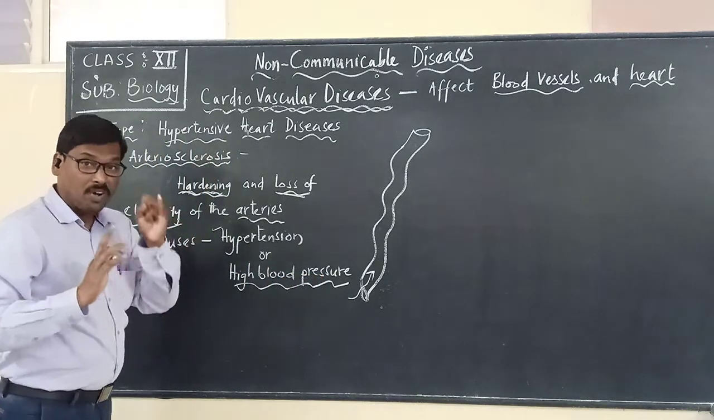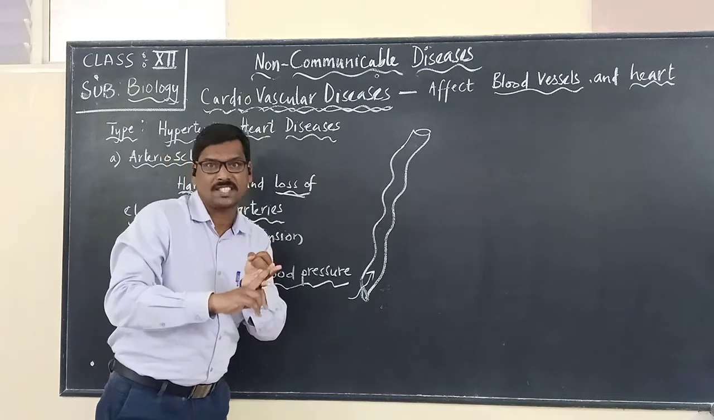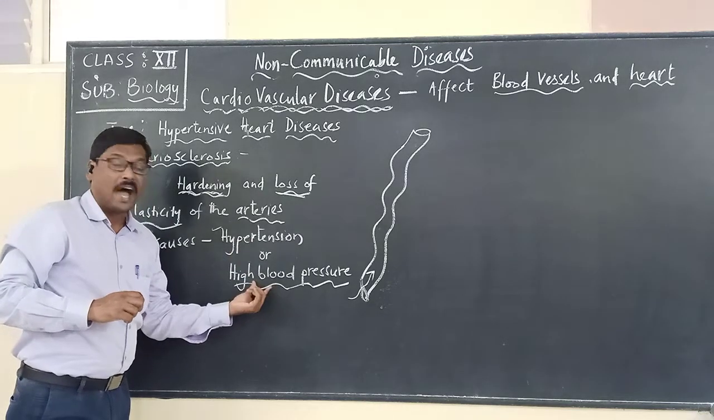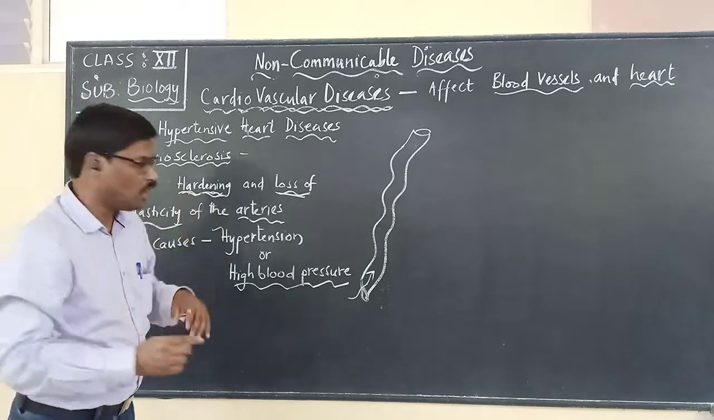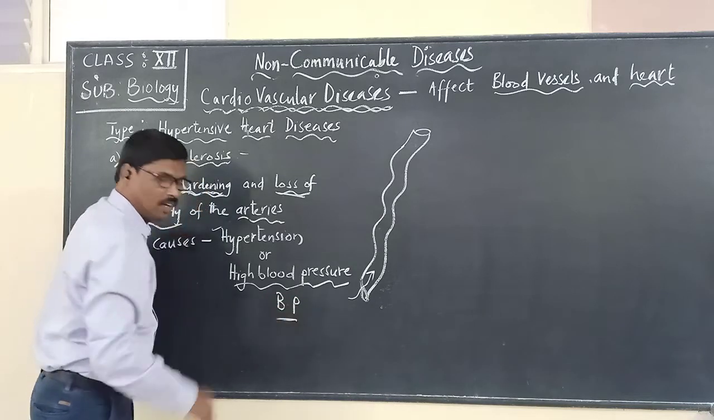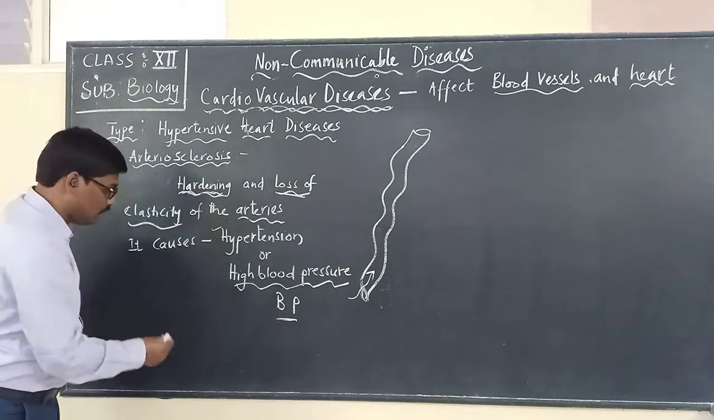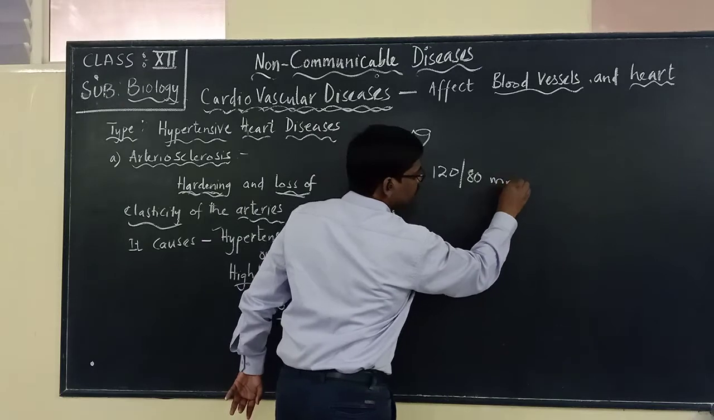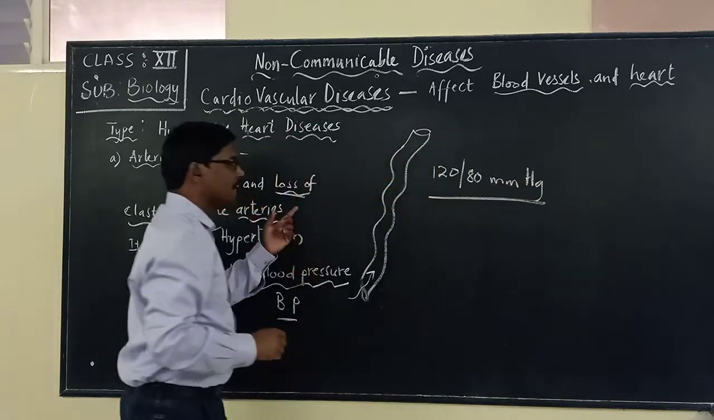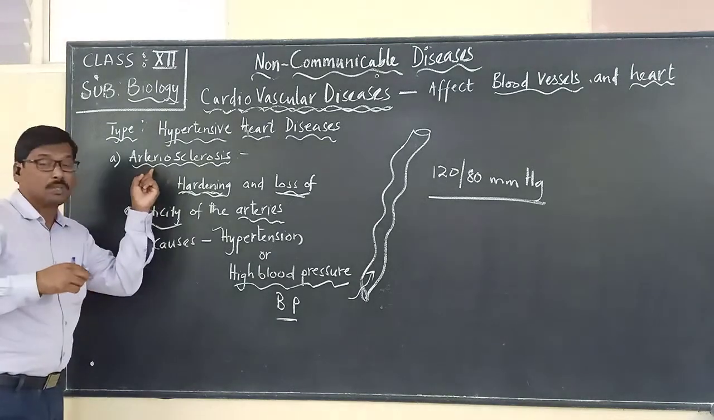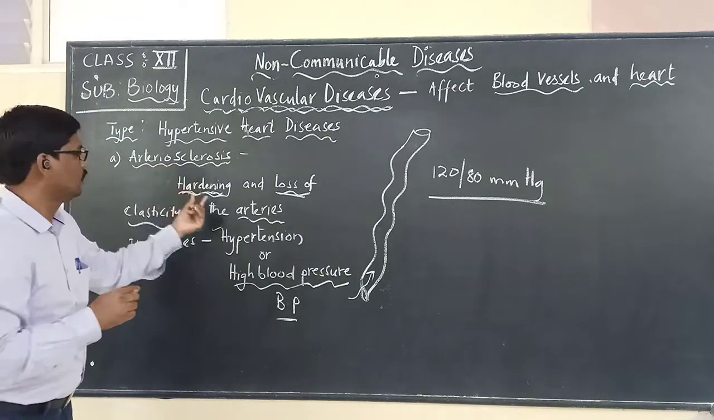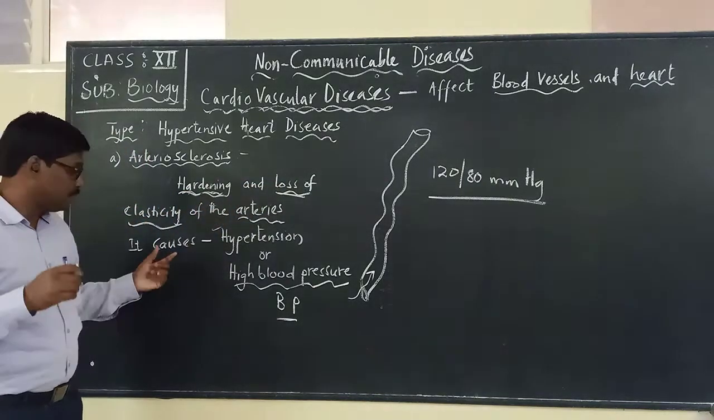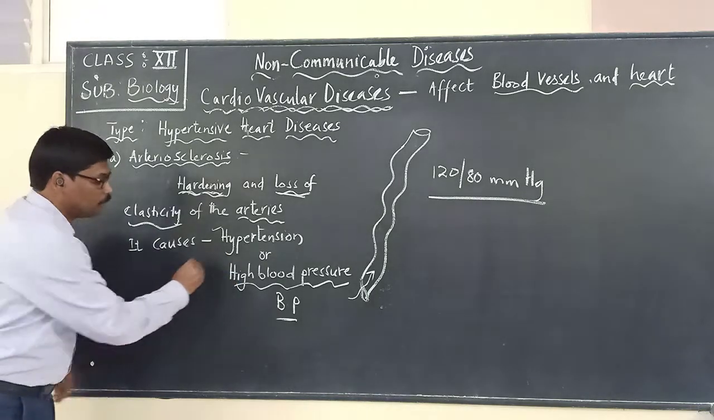So we have to remember that the hardening and loss of elasticity of the arteries leads to hypertension, that is high blood pressure, which we call BP. We know that the normal blood pressure of an individual is 120/80 mmHg. But this will be higher in people suffering from atherosclerosis, in which there is hardening and loss of elasticity of the arteries, which we call hypertension or high blood pressure.